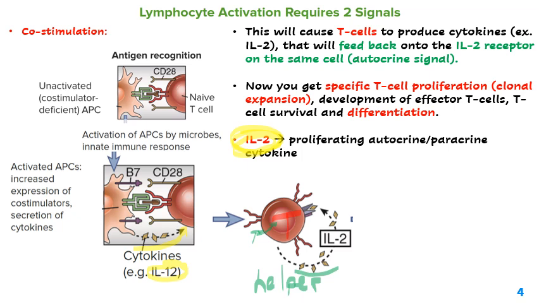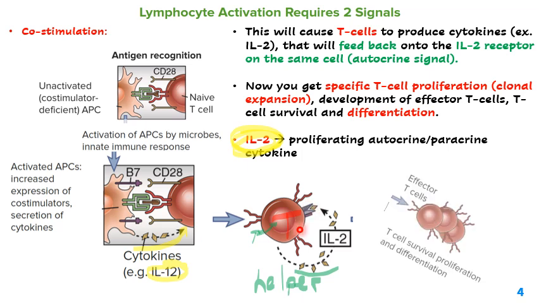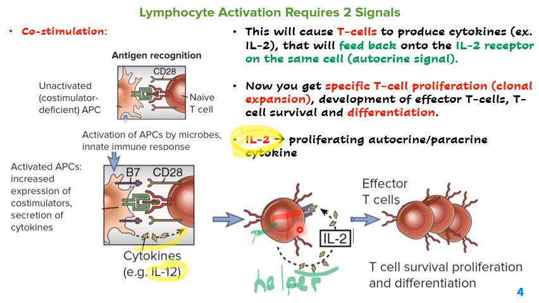Now, what is interleukin 2 going to do? Look at this, the cell that produced it has receptors on its own surface for that cytokine. So the cell that produced it is going to feel the cytokine that it produced. That is called an autocrine type of response. The cell produces it and it feels it. So this signal that is going to come from the receptor for interleukin 2 is going to tell the T cell to start dividing.